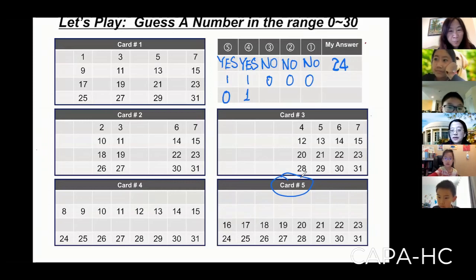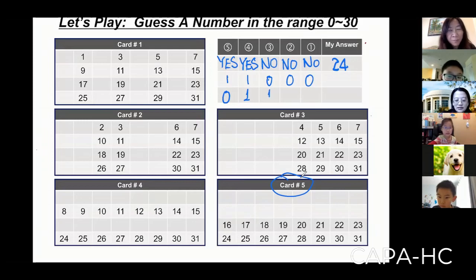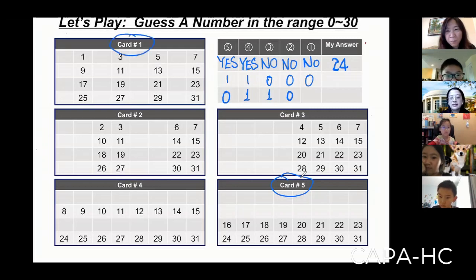And how about card number 3? Yes, thank you. How about card number 2? No. So what should I put in when I hear a no from you? In this kingdom with just 0s and 1s, we said 1 means yes, and if you don't see it, I will put in a 0. So how about the last card, card number 1? No.